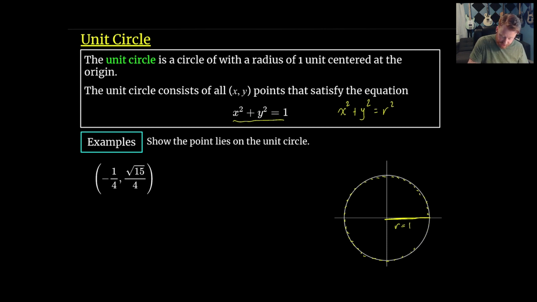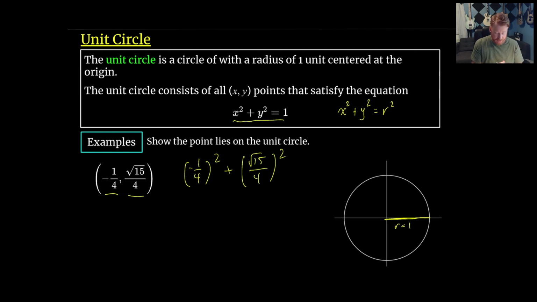So let's go back. I don't know why I put all those dots there as I went, now I have to undo them all. But what we want to do in this example is show that this point negative 1/4, square root of 15 over 4 lies somewhere on this unit circle. What we need to do is just plug these into the formula that we have above and show that we get 1. So if I take x, which is negative 1/4, and I square that, and I add to that y, which is positive square root of 15 over 4, also being squared, what I should get is 1. And if I do, then this point lies on the unit circle.